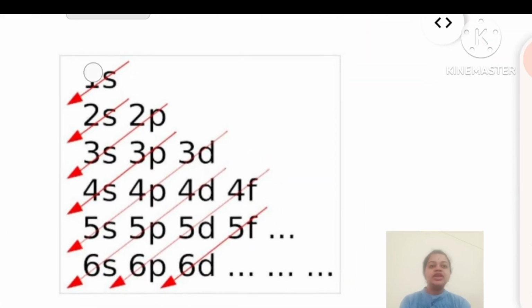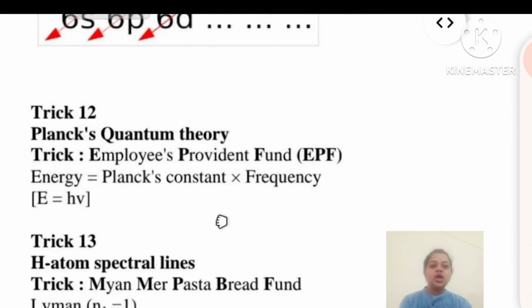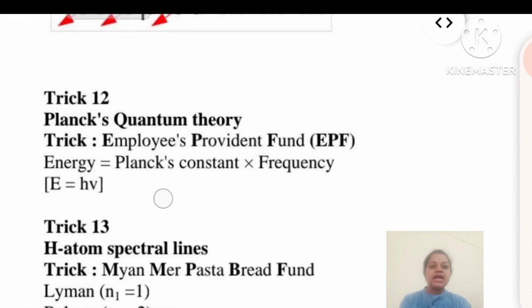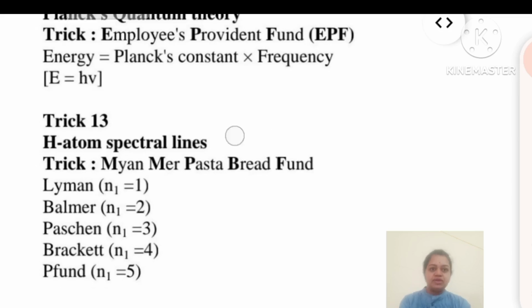See, electron filling will be like this. I'll tell you the simple thing to remember in future. Planck's quantum theory, you can remember it as Employees Provident Fund. Employee means energy, Provident means Planck's constant, Fund is for frequency. So, energy E is equal to Planck's constant, represented by h, times frequency nu. Finally, it becomes E equals h nu. You can remember it as Employees Provident Fund.